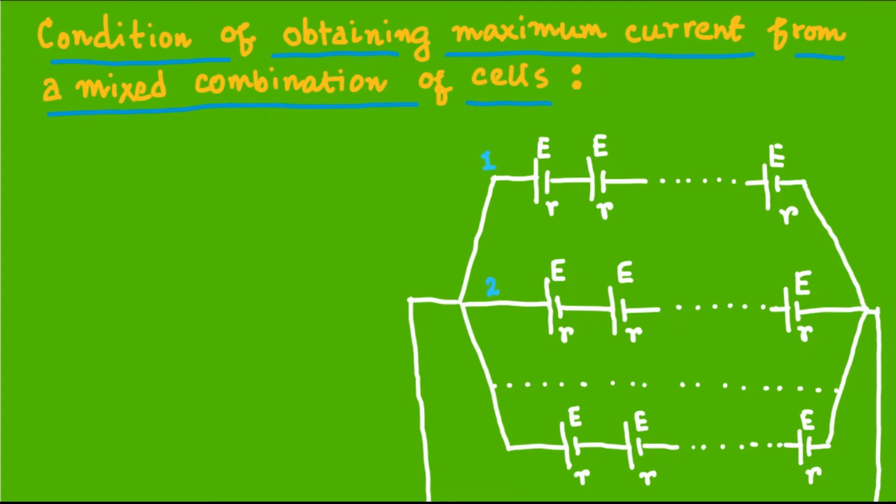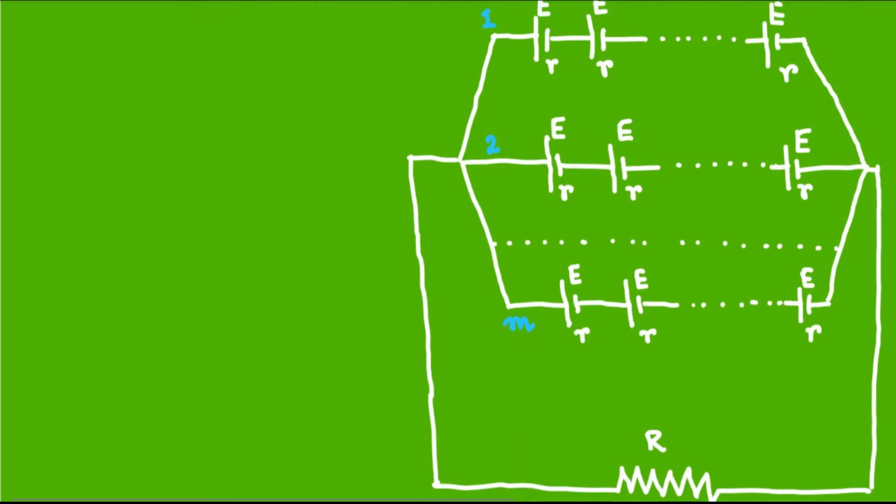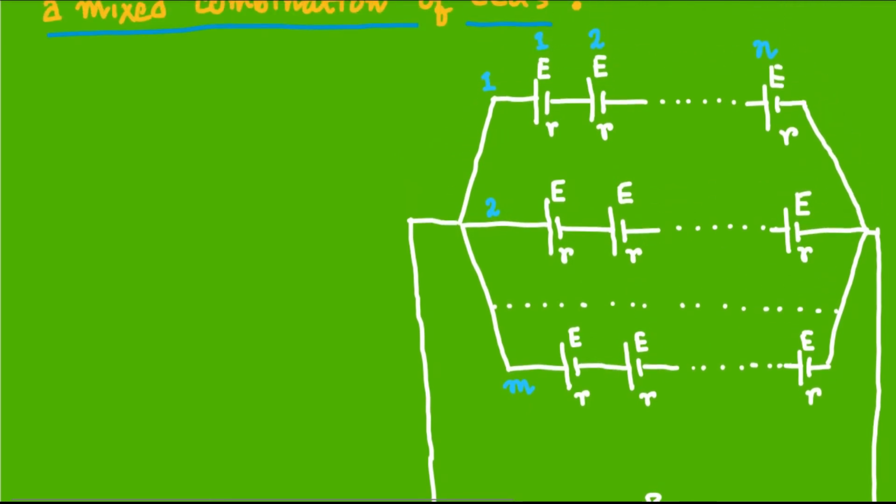This is the first row, second row, and mth row of this mixed combination of cells. First cell, second cell, and nth cell of the first row. So there are n number of cells in each row, and there are m number of rows in this mixed combination of cells.